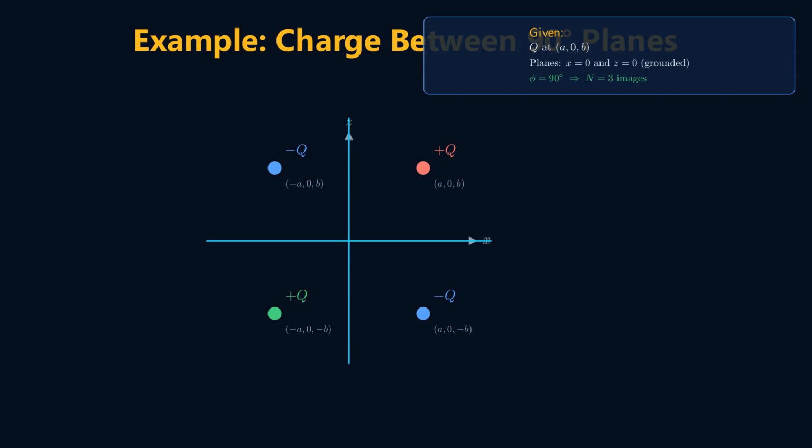Step 2. Place the images. We reflect q across each plane and add the image of the image. The 4 charges are plus q at (a, 0, b), which is our real charge, minus q at (negative a, 0, b), the reflection across x equals 0, minus q at (a, 0, negative b), the reflection across z equals 0, and plus q at (negative a, 0, negative b), the image of the image.